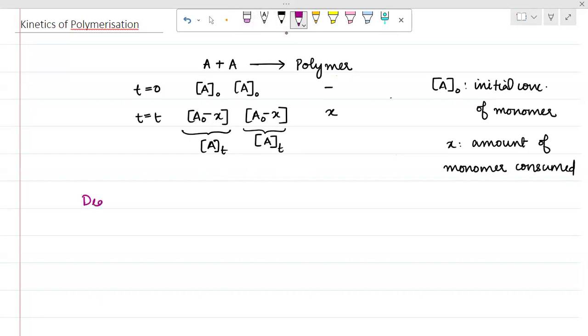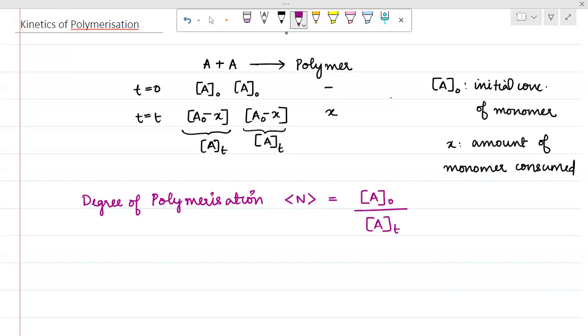So, in that case, we define something called degree of polymerization. Degree of polymerization is very simply represented like this, N in brackets, and that is equal to the initial concentration of the monomer divided by the final concentration of the monomer. That is one equation.